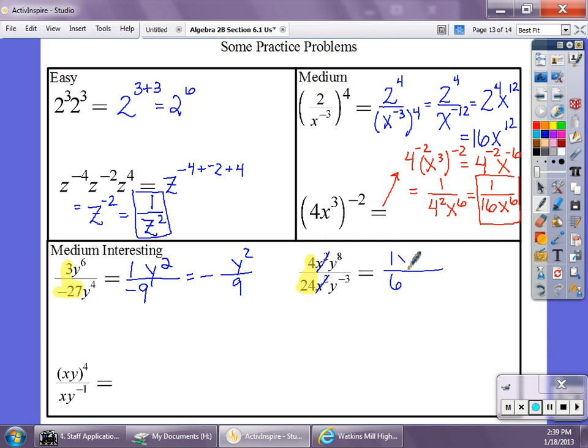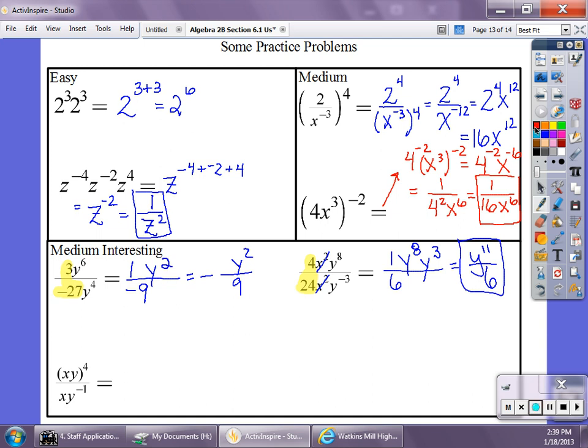Then I see my y to the 8th. Okay, write that here. And the y to the negative third wants to move up to the top and become y to the positive 3. And then I have 11 y's on top, so we have y to the 11th all over 6.